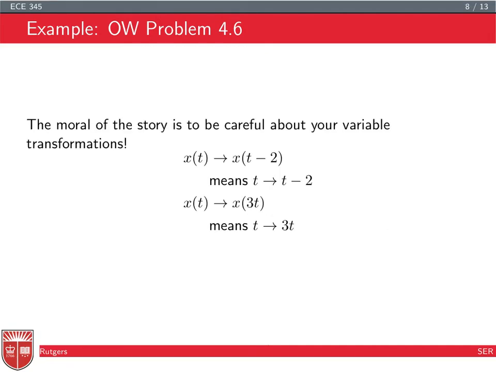So the rule here to remember is that if you replace x of t by x of t minus 2, this means that the delay is represented by replacing t by t minus 2, and for the time expansion, you replace t by 3t, but this does not affect the delay. So this is why when you do the transformation t to 3t, it doesn't affect the delay of 2 in our example.